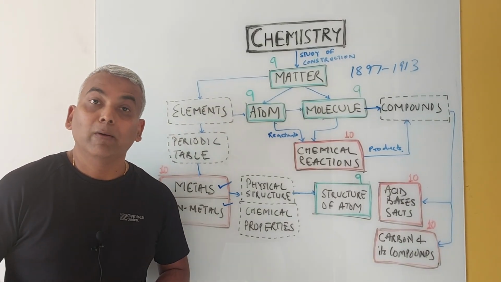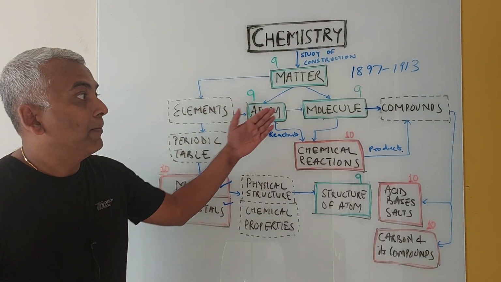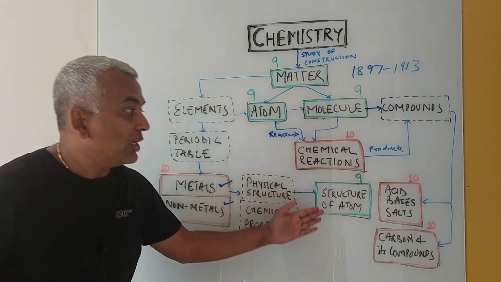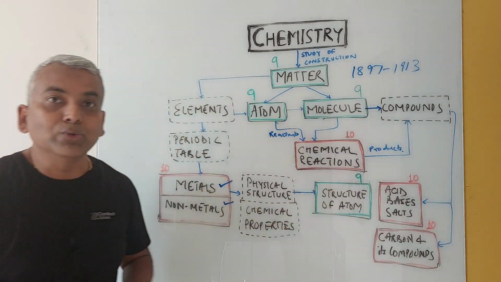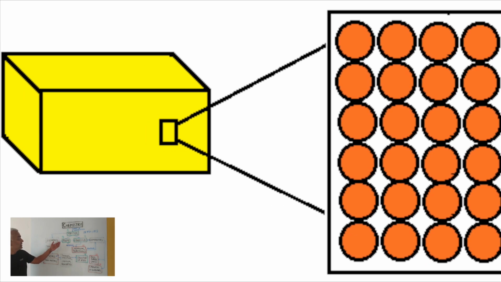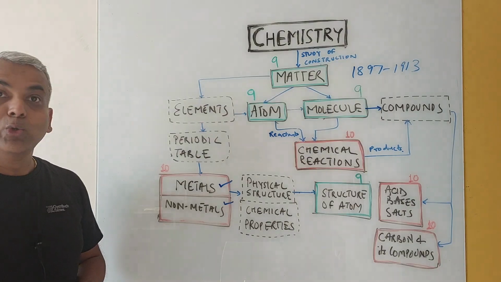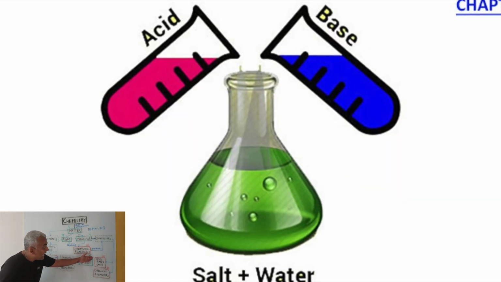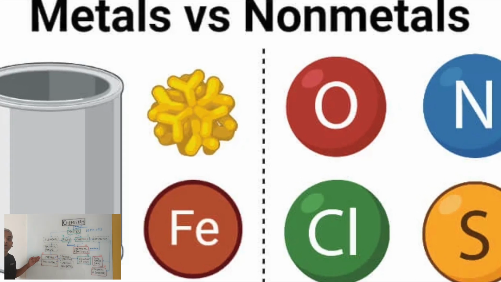Hope you got a better understanding of terms like matter, atoms, molecules, compounds, chemical reactions, structure of atom, acids, bases and salts, and carbon and its compounds. In grade 9, you will study about matter, atoms, molecules, and structure of atom. In grade 10, you will go into chemical reactions and different kinds of compounds like acids, bases and salts, carbon and its compounds, and metals and non-metals.